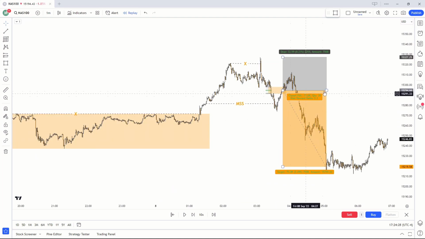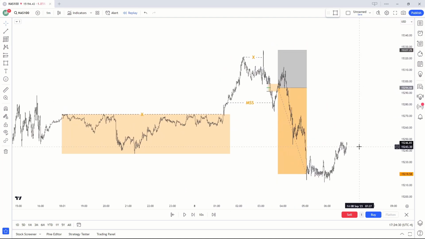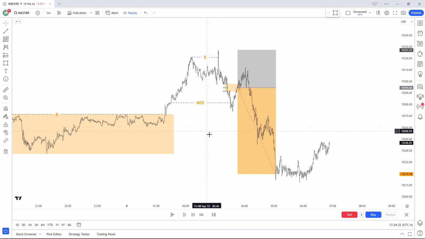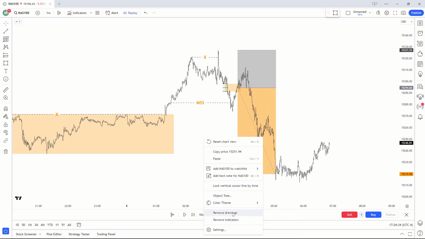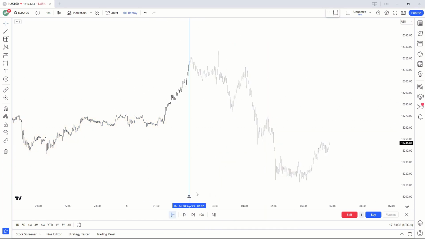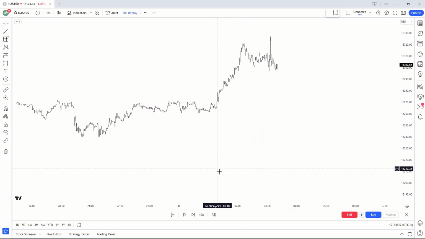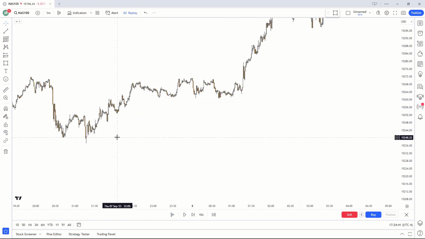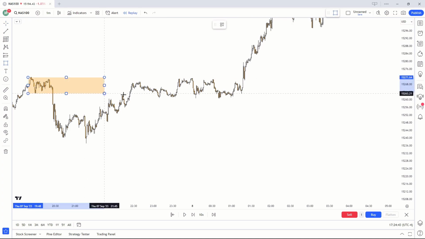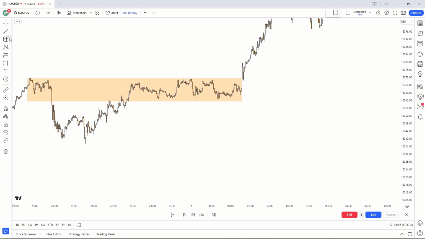All right, now I'm on NAS 100. I'm going to be showing you guys this trade, which ran 1 to 2. So first, I'm going to start off by removing all drawings off my chart and replaying the market. Now, I'm going to be showing you guys everything that happened from the accumulation phase first. As you guys can clearly see, there's a beautiful area of equal highs right here.